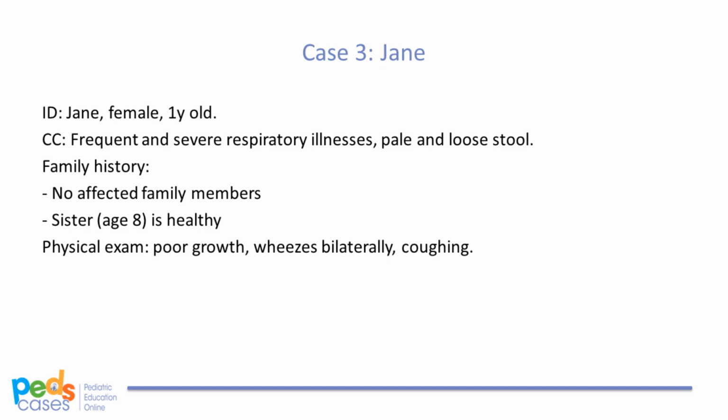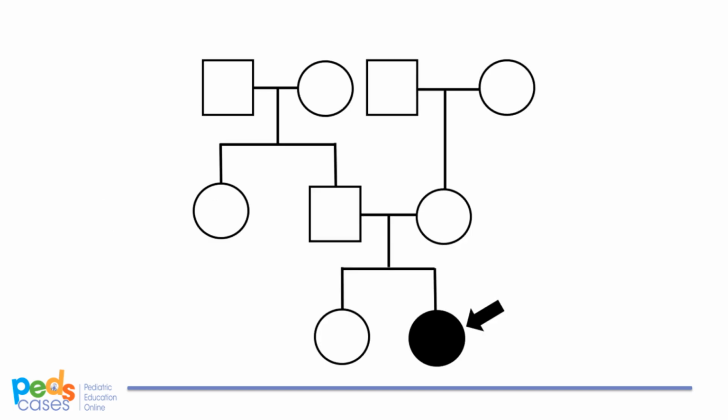On physical exam, Jane appears small for her age, and there are wheezes bilaterally on auscultation of her lung fields. She also coughs several times during the exam. On family history, you discover that Jane's family are all healthy. Jane has an older sister who is also healthy. On Jane's pedigree, we can see that there are no affected relatives, so her condition could be sporadic.